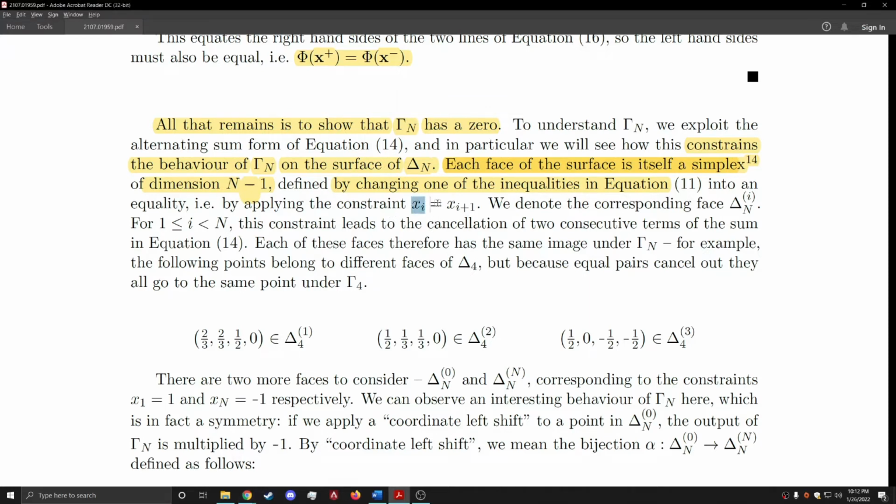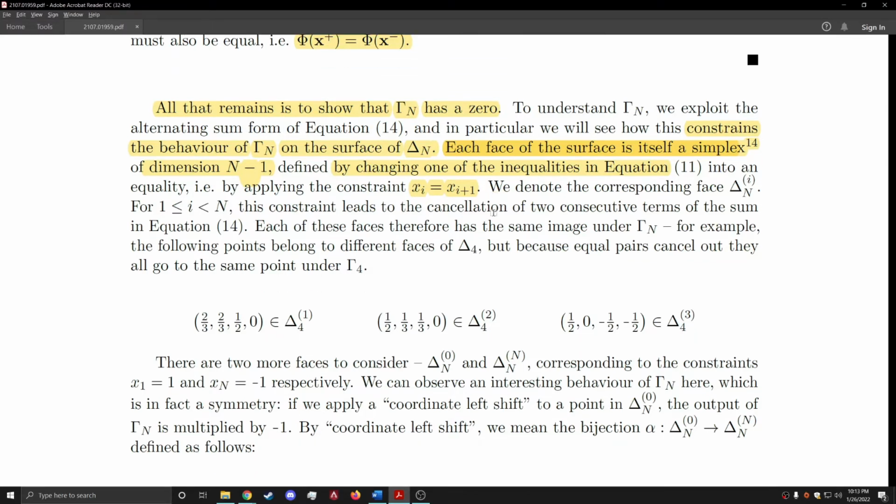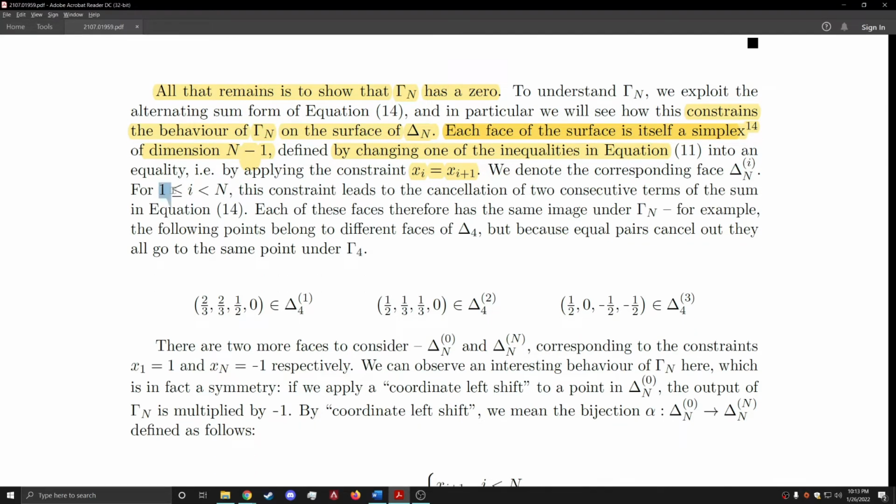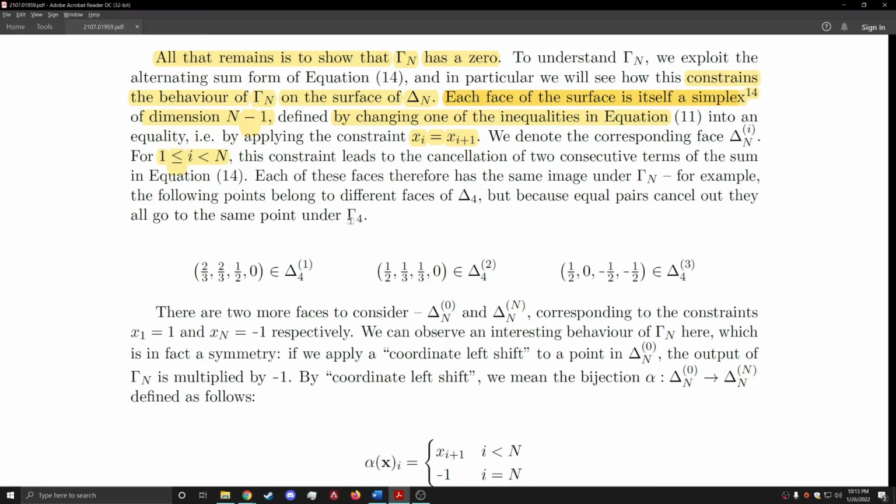So we are just going to apply the constraint that one of the x sub i is equal to the next one. And we're going to talk about these surfaces with 1 to n. We're going to talk about them as this right here. Now, do you see this is going to be a 4 simplex, but we're talking about the first surface on this 4 simplex.